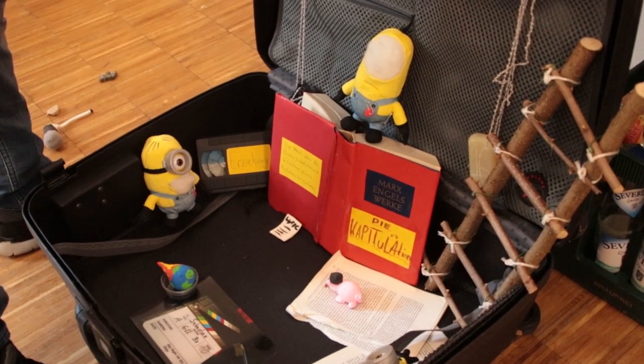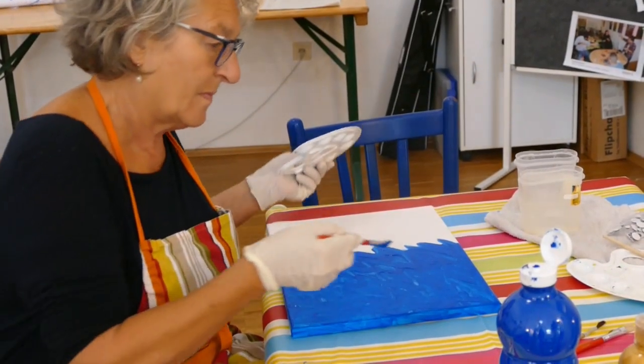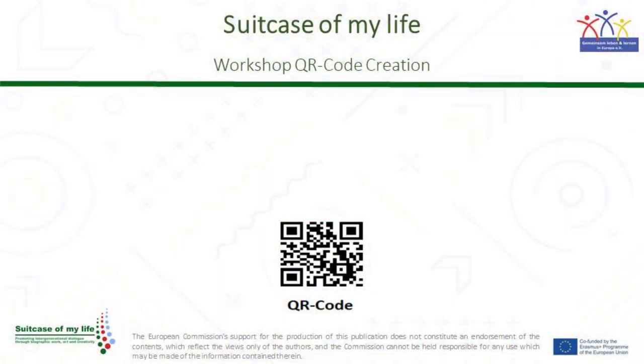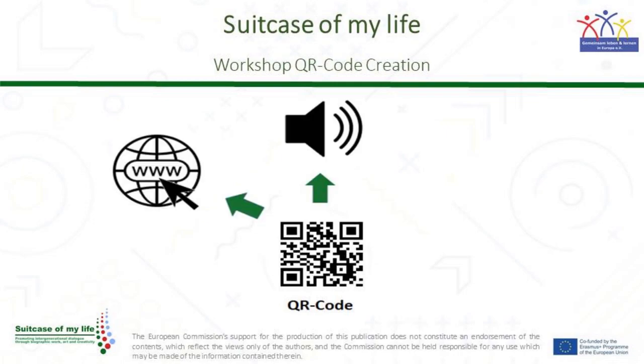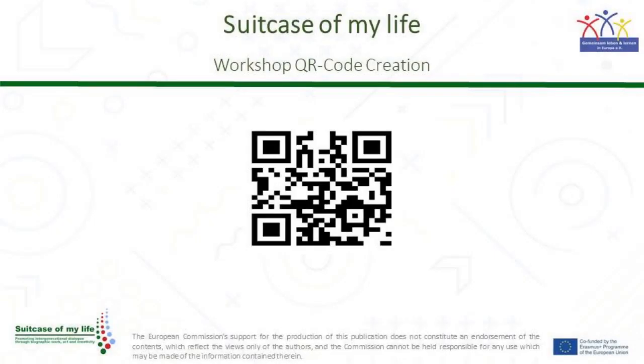The suitcase, its content, or the description cards can be equipped with a QR code, which when scanned redirects to websites, audio and video files or other media online. The code consists of black and white pixels. QR is short for quick response, as the access to coded information happens fast and directly.